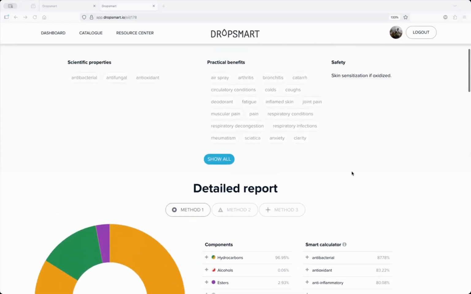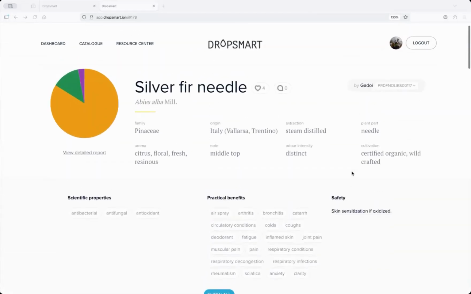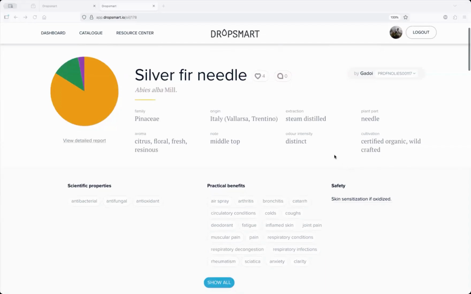So now I'm going to show you which oil it is, and it is silver fir needle. The reason I wanted to show you this oil is because many oils come from needles and firs. They're distilled from the needle, and they have similar structure. So they have a lot of monoterpenes, and then this is colorful, this area. And a lot of these forest smells are tricky.